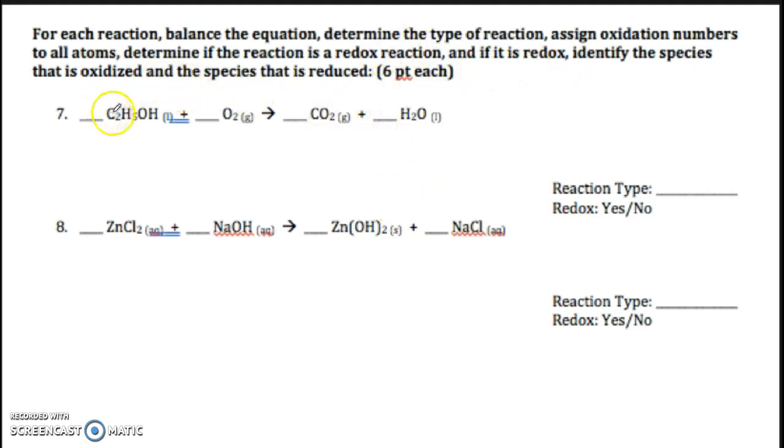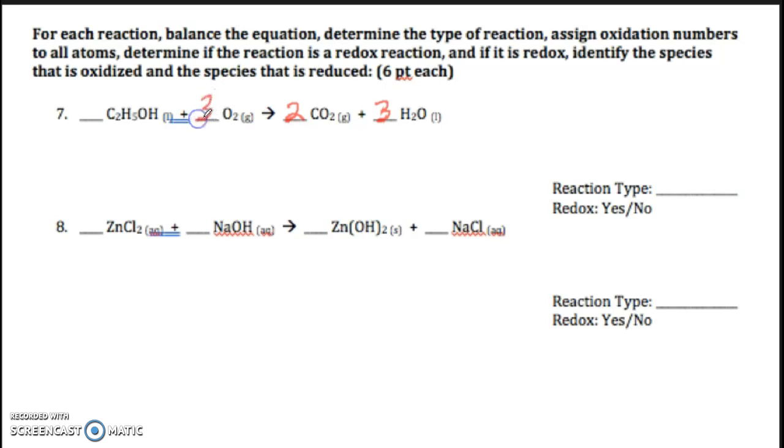So first balancing here, I've got 2 carbons, 1 carbon here, so let me put a 2. I have 5 plus another one for 6 hydrogens. So I need to put a 3 there to get that 6. Now, there is an oxygen right here, so that is going to kind of change things up. So I've got 3 oxygens plus 2 times 2 for 4. So I've got 7 oxygens total on the product side. And I've got this one over here. So I only need 6 more.